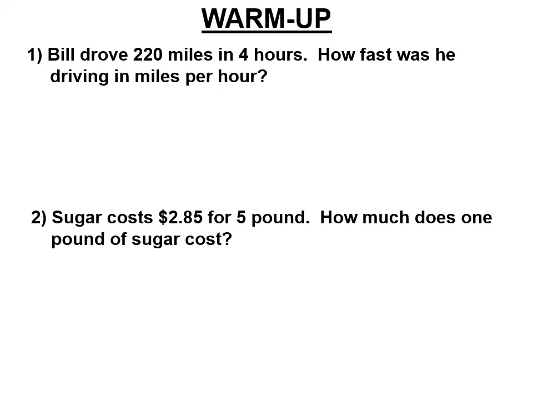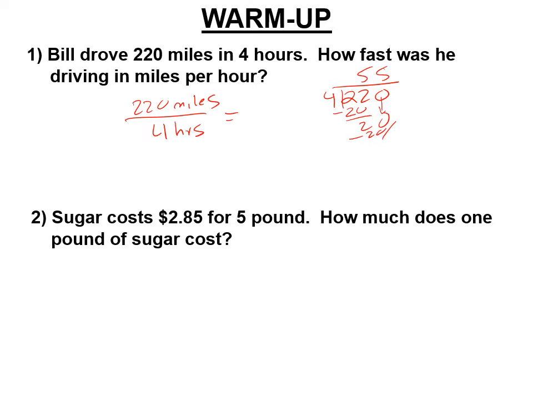All right, so we're going to start with basic rates. 220 miles in 4 hours. So we have to do 220 divided by 4. 4 goes into 22 5 times. Remainder 2, bring down a 0. 4 into 20 goes 5 times. So this is 55 miles in 1 hour, also known as 55 miles per hour.